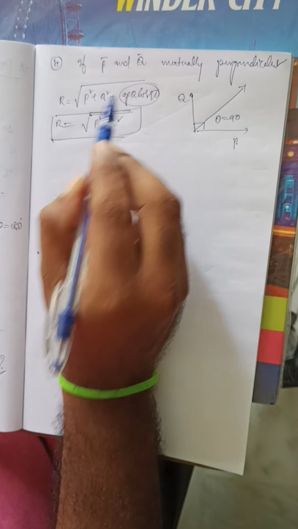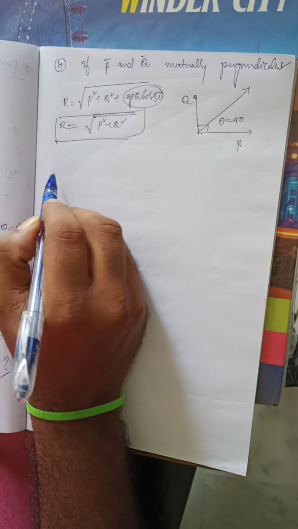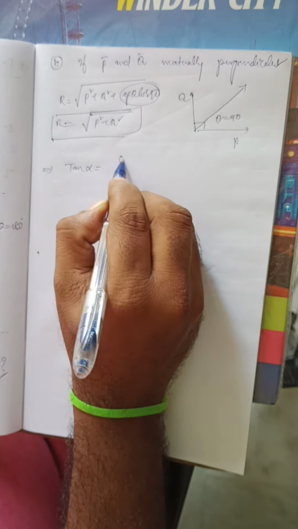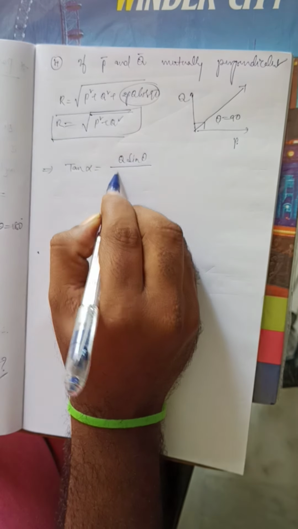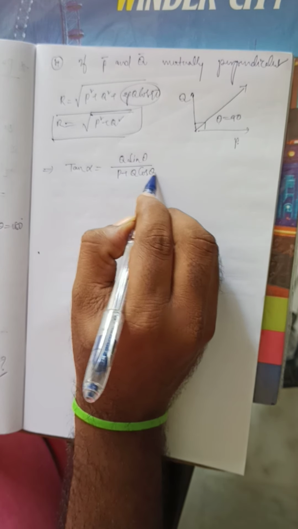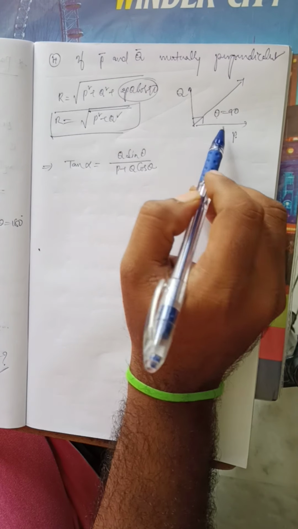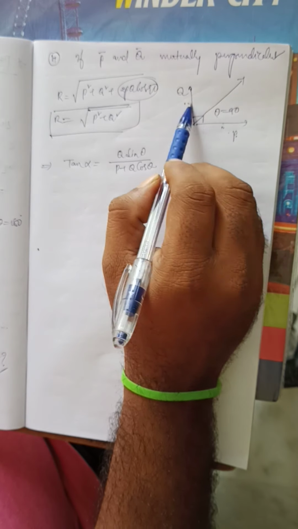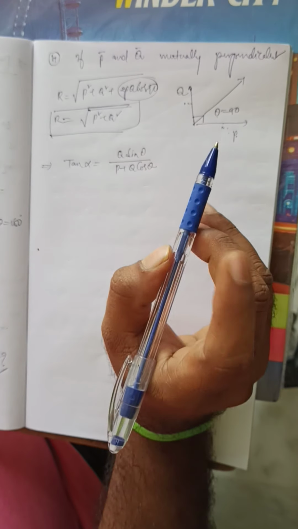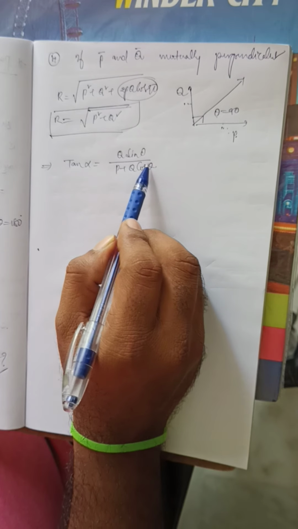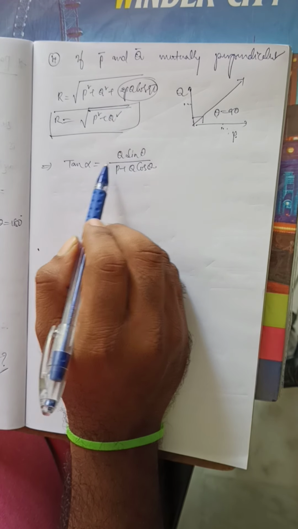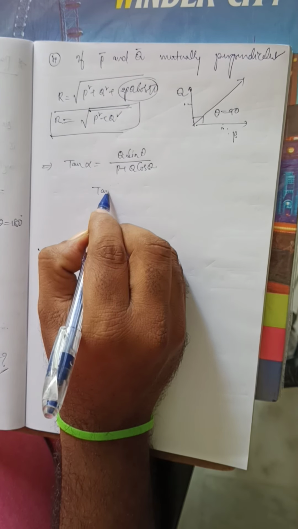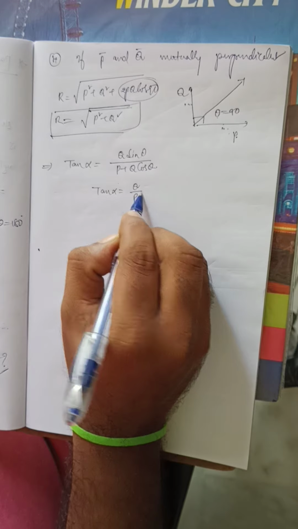So one important relation. Here another important formula, tan alpha is equal to q sin theta by p plus q cos theta. If both vectors are at right angle, then theta value should be equal to 90, then cos 90 value is equal to 0, then sin 90 value is equal to 1, that is tan alpha is equal to q by p. So then tan alpha is equal to q by p.